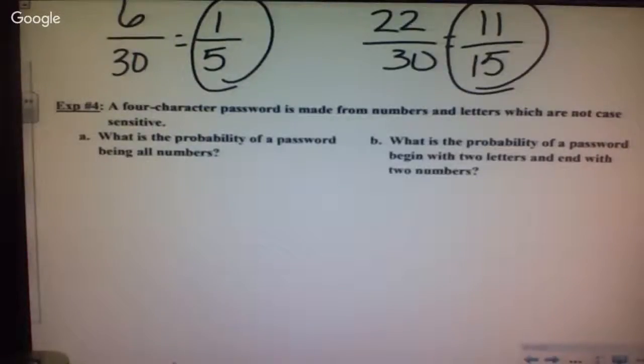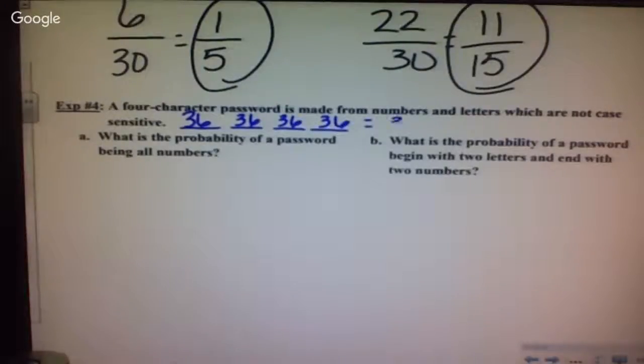Okay. So a 4-character password is made from numbers and letters, which are not case sensitive. What does it mean to be not case sensitive? How many letters do I have? We have 26. Okay, when it's not case sensitive, we have 26 letters. So I need to come up with my bottom number first. So if my password is 4 characters that can be numbers and letters that are not case sensitive, what can I put in each one? 36. I have 36 options in each one.